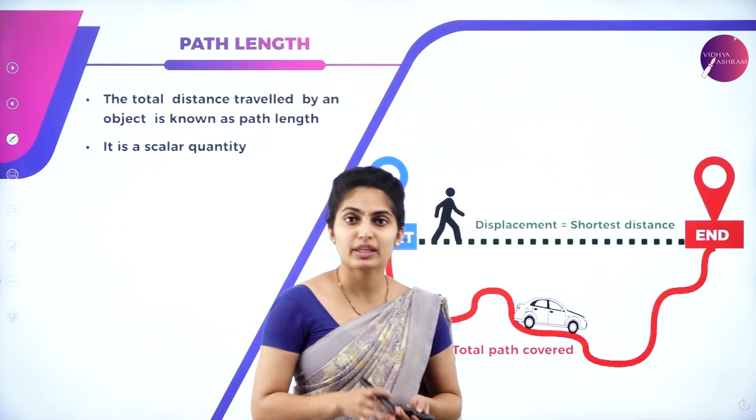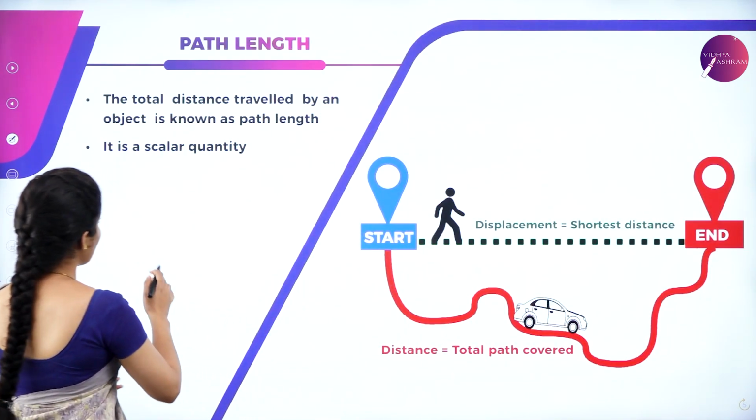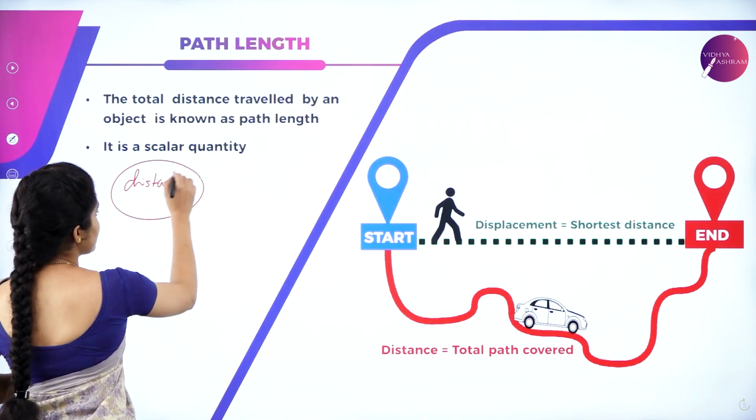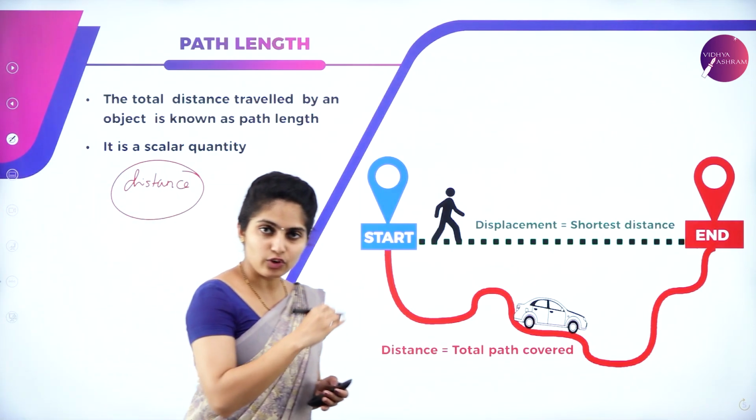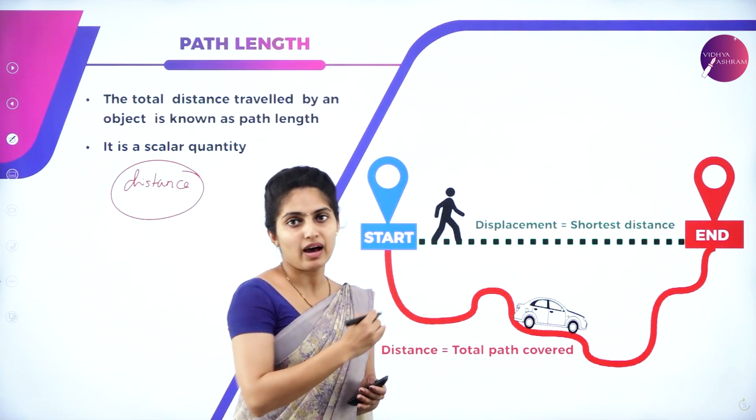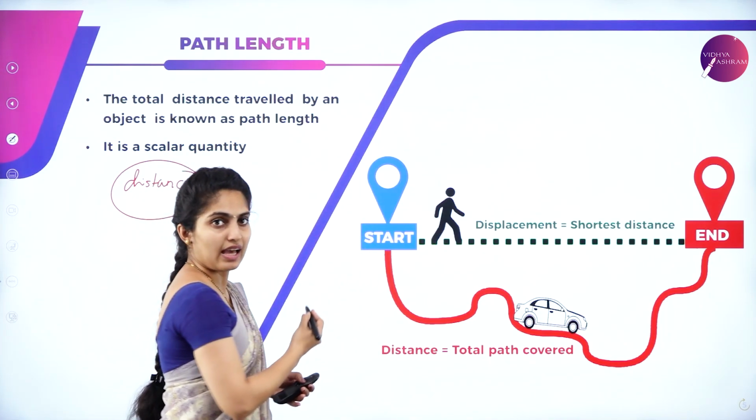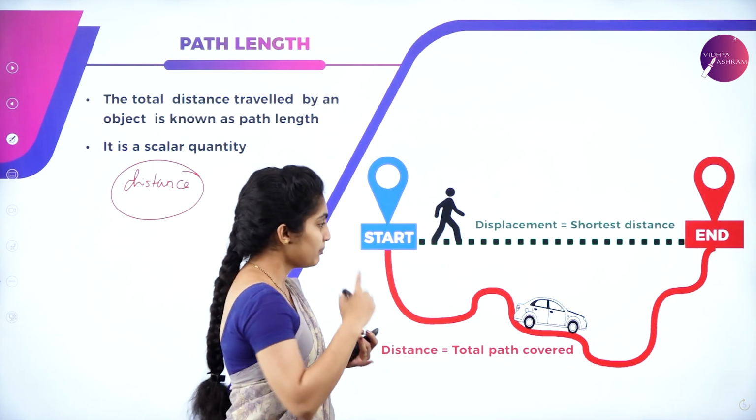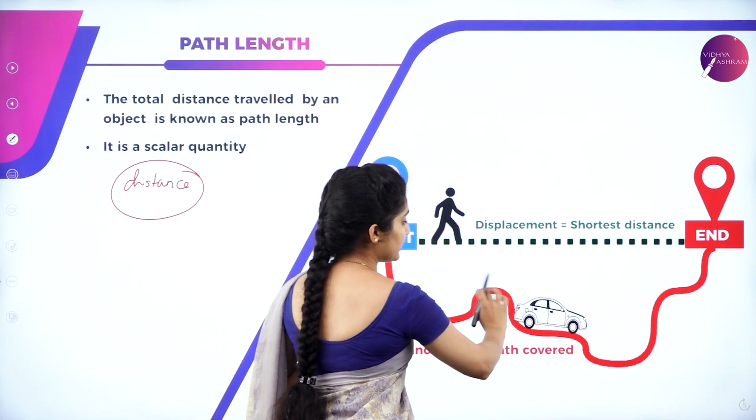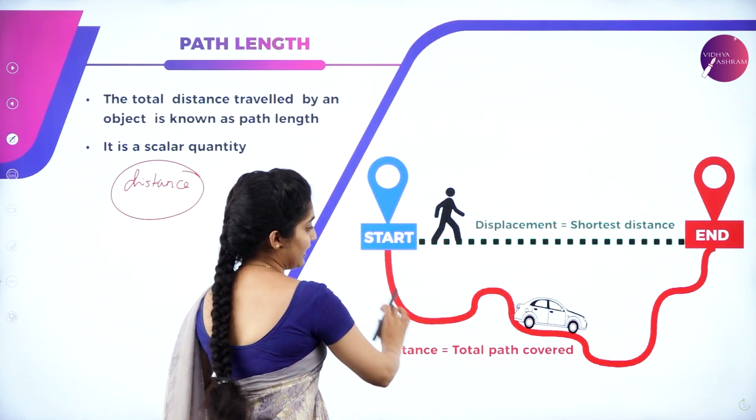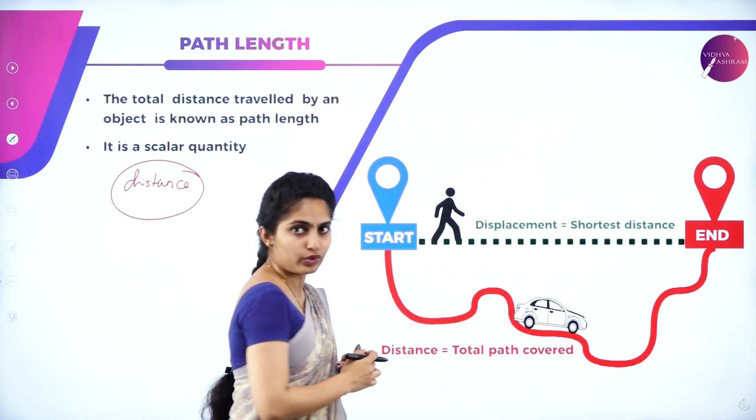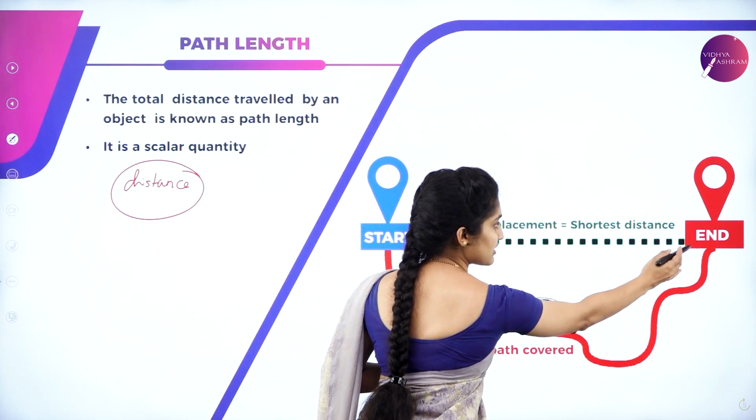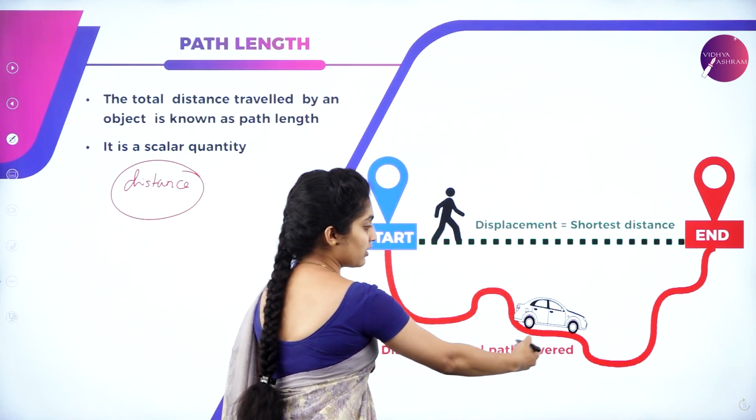Now let us study about the path length. Path length is also called distance, the path which is taken, and you're calculating the length of the path taken. Suppose you consider this diagram. Here you study about path length as well as displacement both. Suppose this red line is the actual way for you to travel. This is the start and you can see a vehicle moving there, and this is the end point. So this is completely curved.